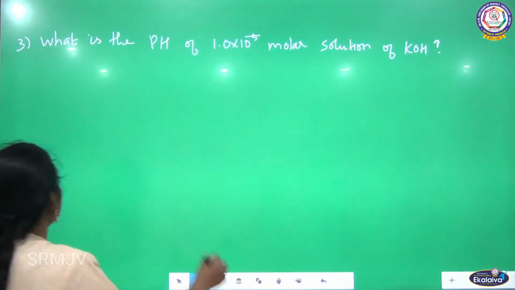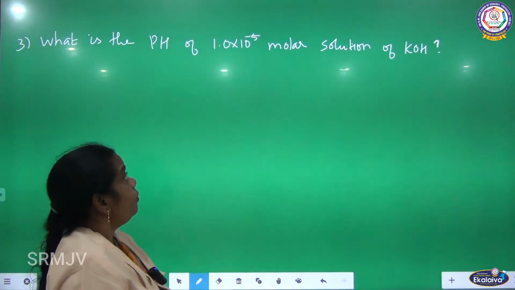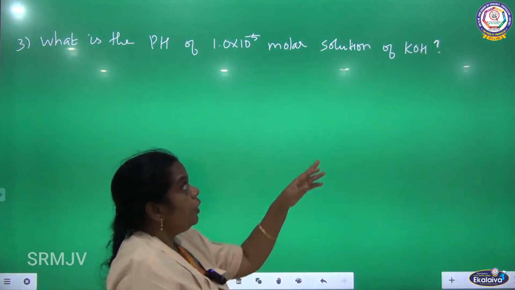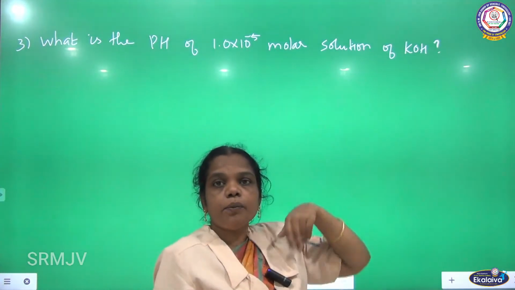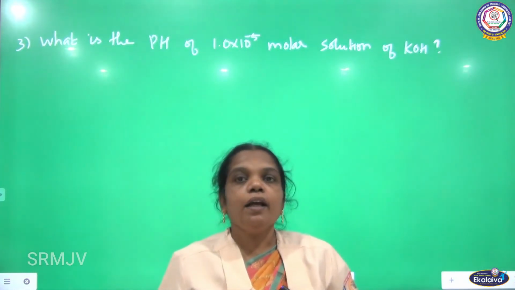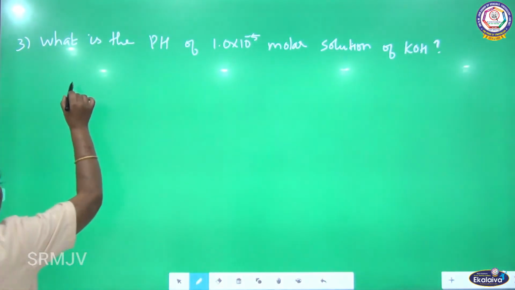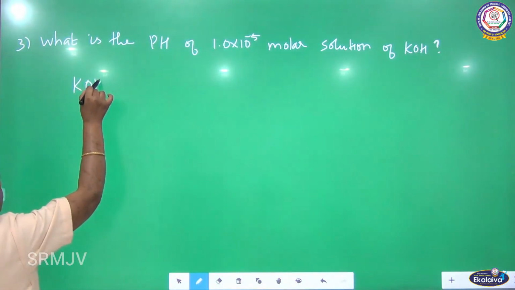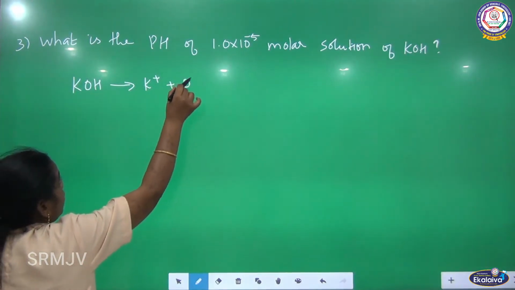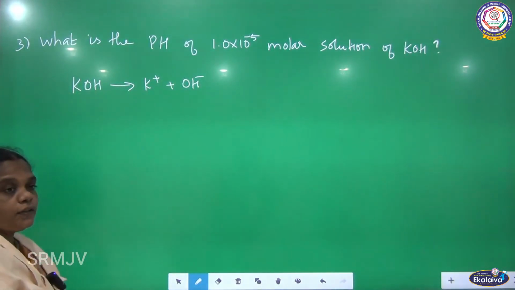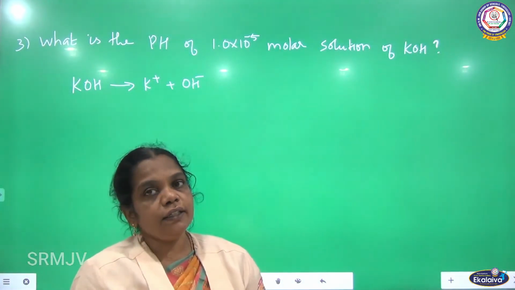So the next problem is, what is the pH of 1.0 into 10 to the power minus 5 molar solution of KOH? From the KOH, hydroxyl ion. Hydroxyl ion present means the given medium is a basic one. Understand? Now what is given? The KOH. 1 mole of potassium hydroxide is going to dissociate into potassium ion and hydroxyl ion. This hydroxyl ion mentions the basic nature. H plus ion mentions the acidic nature.